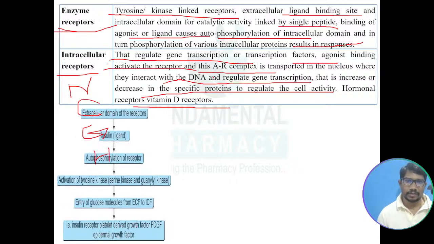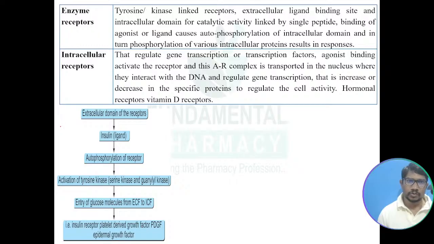You can see over here again in a flow diagram, type 3 receptor. How does the type 3 receptor produce its response? The extracellular domain of the receptor, an agonist such as insulin, will bind to the type 3 receptor. There is autophosphorylation of the intracellular domain, activation of tyrosine kinase, serine kinase, guanyl kinase, etc. Then glucose enters from extracellular fluid to intracellular fluid.